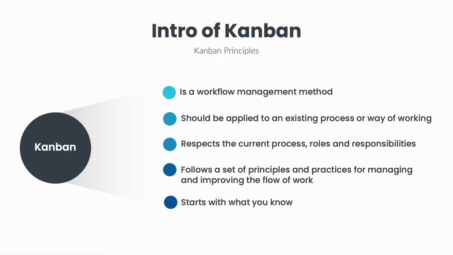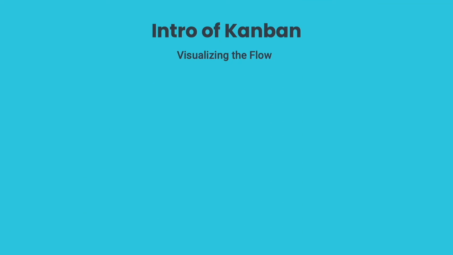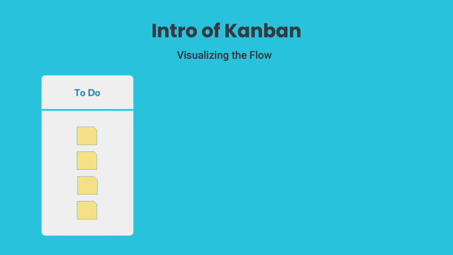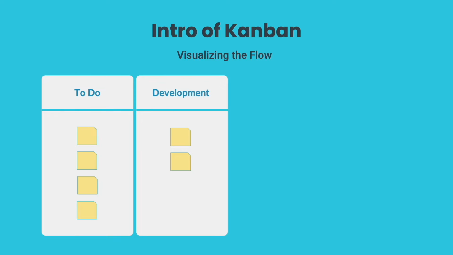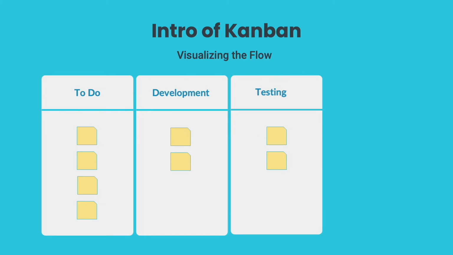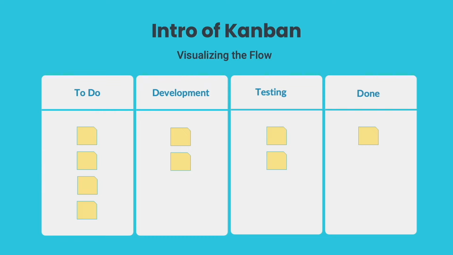Let's take a quick look at the main Kanban principles before we deep dive into how to implement it in your team and organization. First is visualizing the flow. This involves breaking down the process into distinctive steps and tracking the flow of work going through them on a Kanban board. A simple version of a Kanban board looks something like this.